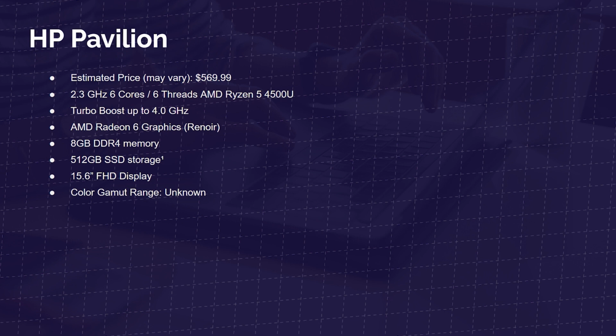This one comes with 8 gigs of RAM, 512 gig SSD, and 15.6-inch Full HD display. I don't know the color accuracy, unfortunately, on this one. I would guess that it would be around the 60% sRGB and 40-ish percent Adobe RGB, according to the price point and specs that are included. But I don't have confirmed facts on this one.